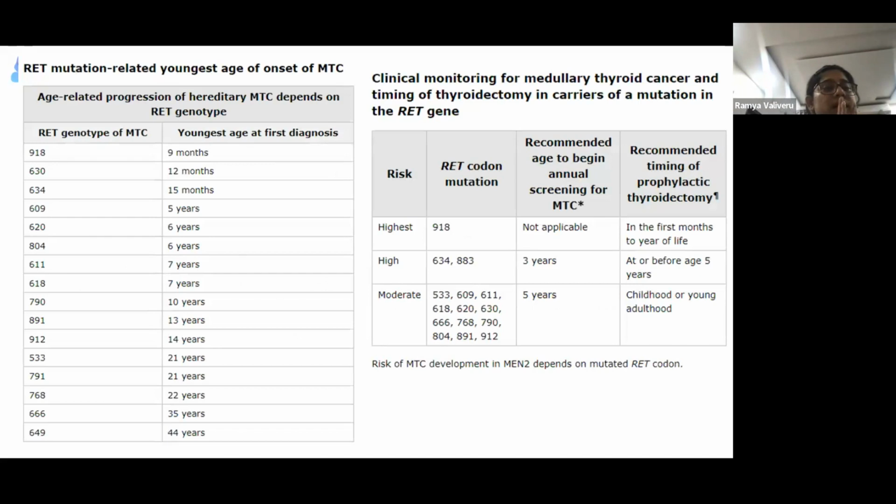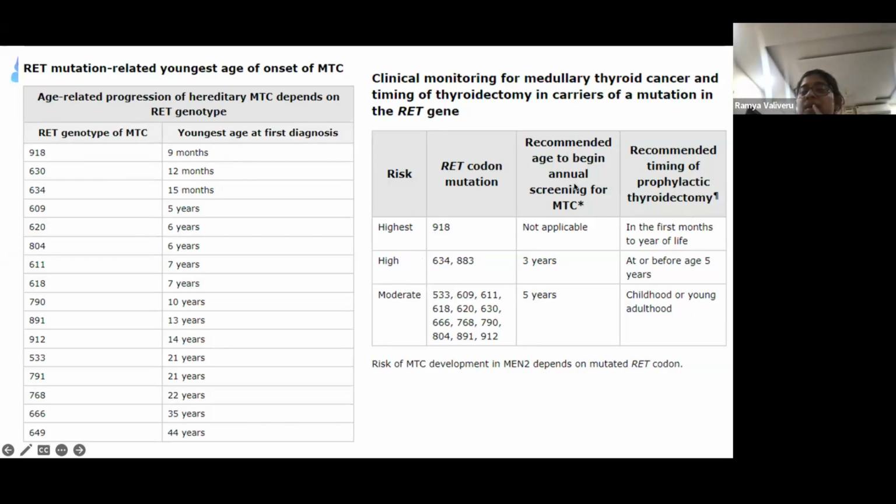So coming to literature, this is from UpToDate. The youngest seen to have MTC, but not C-cell hyperplasia, is 9 months with a 918 mutation. So prophylactic surgery is recommended in the highest risk, which is 918. Before I go there, there is highest risk, high risk, and moderate risk, right? In the genotypic classification, 918 is highest, high is 634 and 883, and moderate is all the rest.